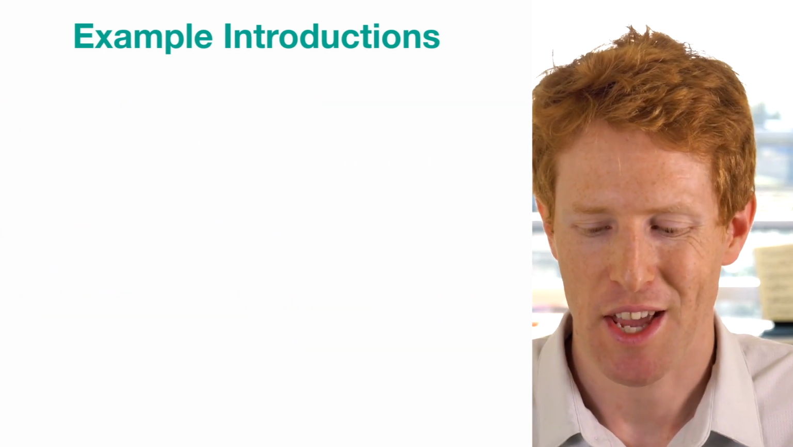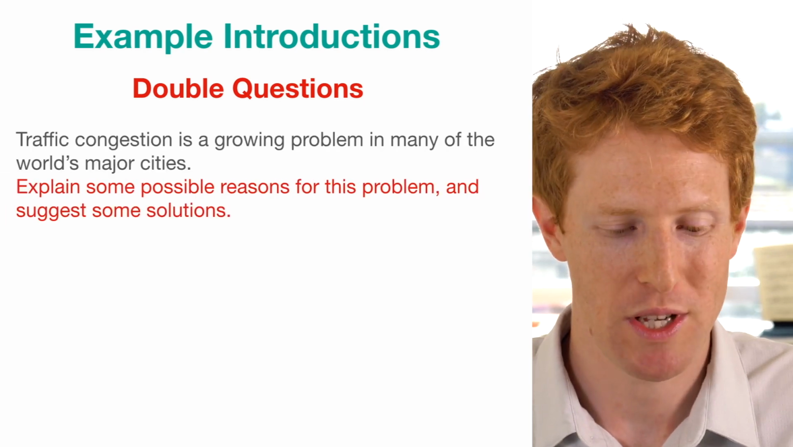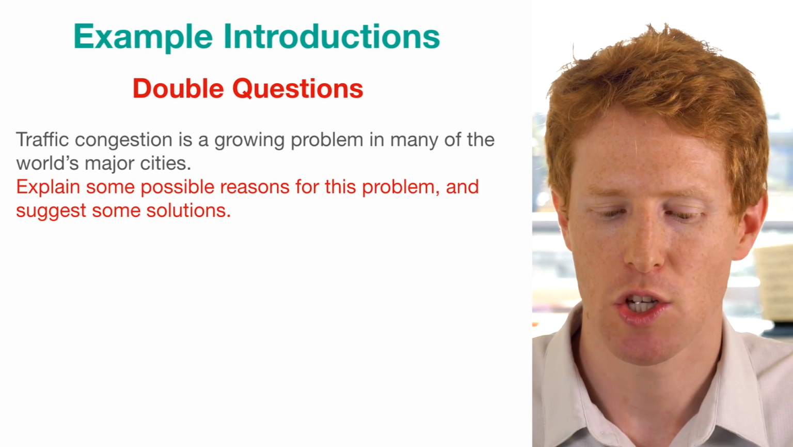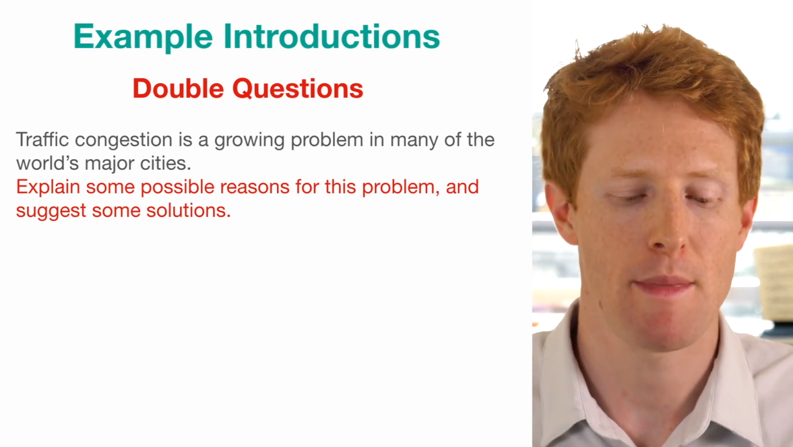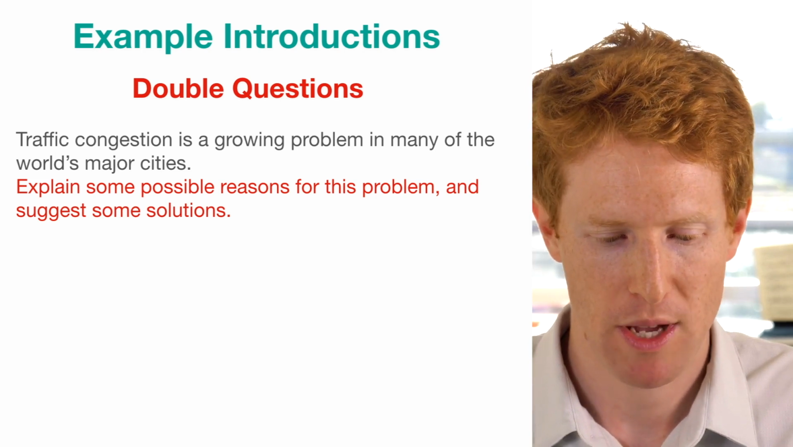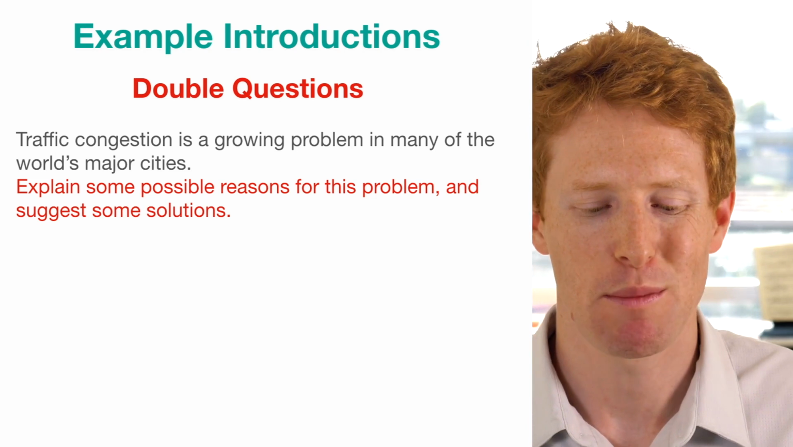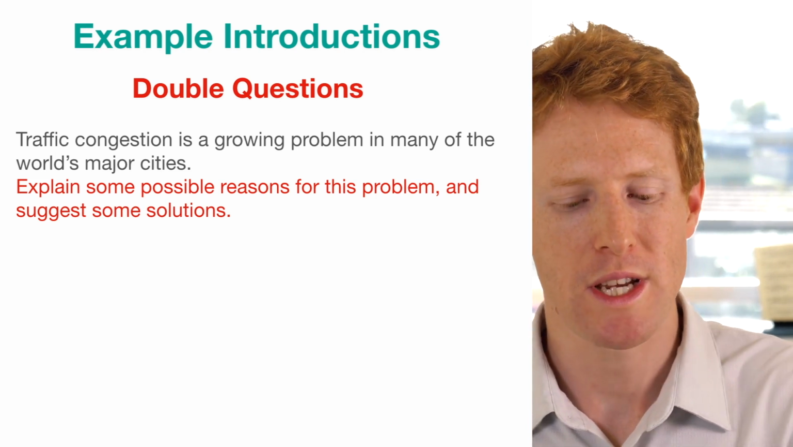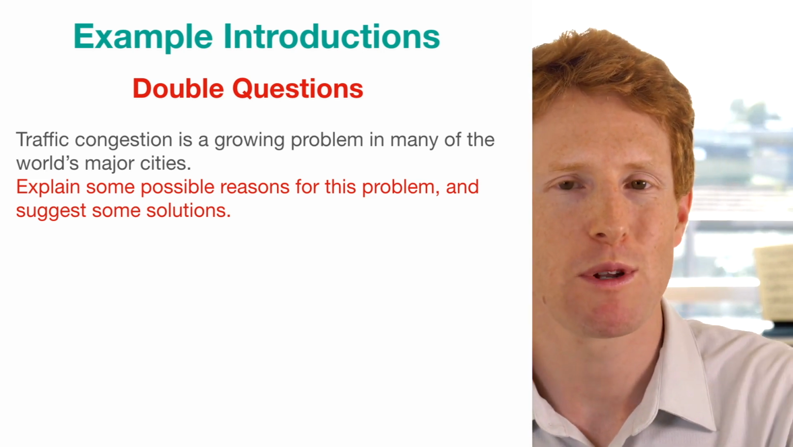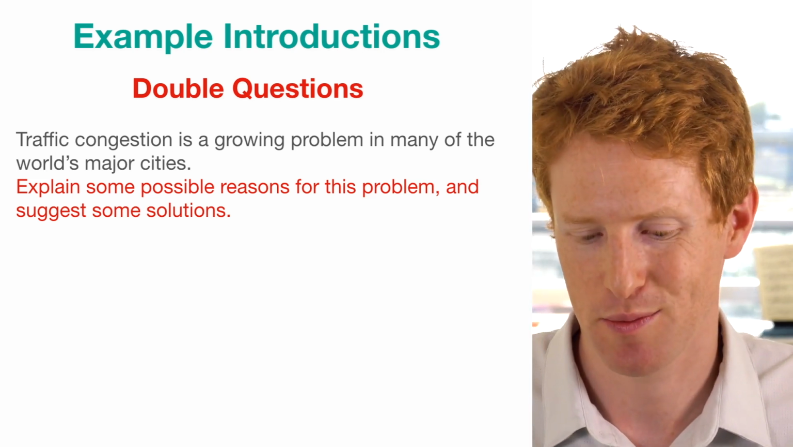Okay. Next we have the double question. And there's lots of different types of double questions. Here's one. Traffic congestion is a growing problem in many of the world's major cities. Explain some possible reasons for this problem and suggest some solutions. So this is a very common double question type. We've got the reasons and then solutions. So we often have problems and solutions, or causes and solutions, or reasons and solutions.